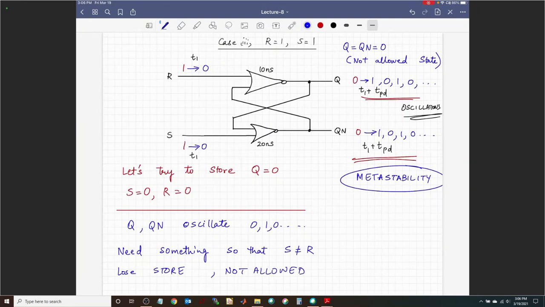I'm actually okay with this, if I'm okay with losing the not allowed state. But I don't want to lose the store state. So a possible solution is that we find a different way to store.